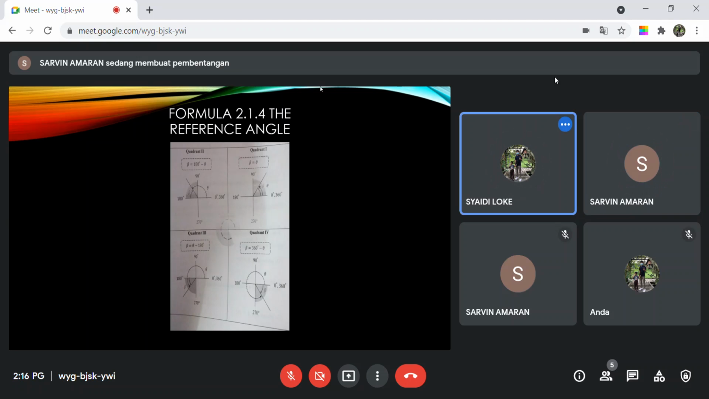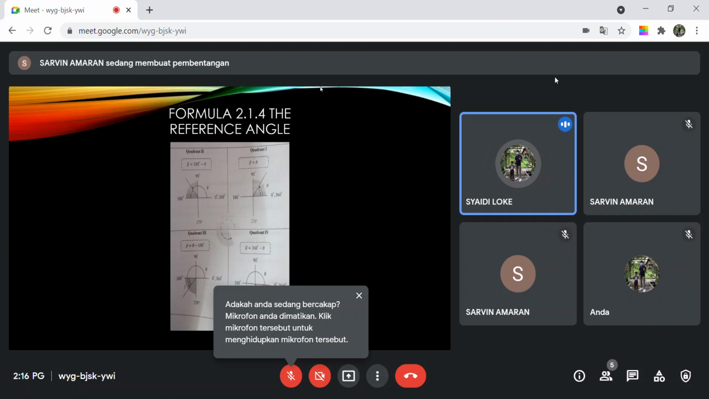This is the formula we need to find the value of the reference angle.